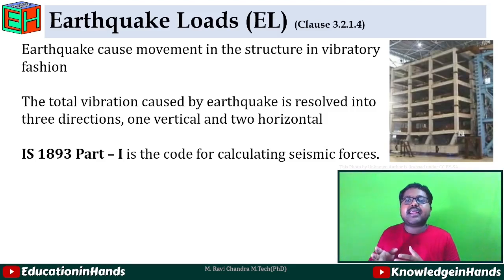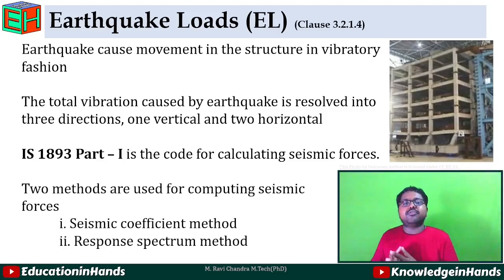IS code 1893 part 1 is the code for calculating these seismic forces and designing buildings resistant against earthquake loads. Two methods are generally used for computing these seismic forces: the seismic coefficient method and the response spectrum method. This is about earthquake load basically. If we go in depth, it will become another subject, so we will skip it here.